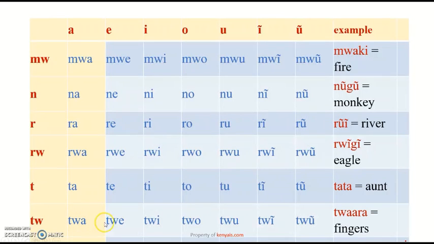We go to twa, twe, twi, two, tu, twe, to. For example, twaara. I put an emphasis on the double a, because if you remove one and say it quickly, there's a difference. There's twaara, fingers. There's twaara, which is take something to a place. So twaara, fingers.